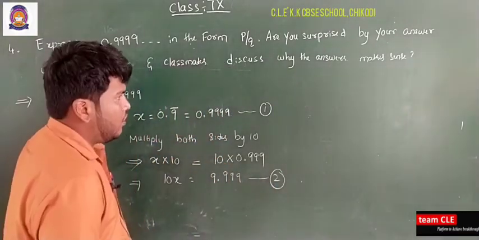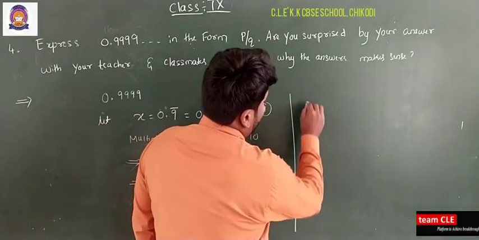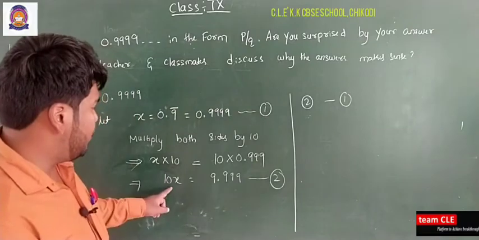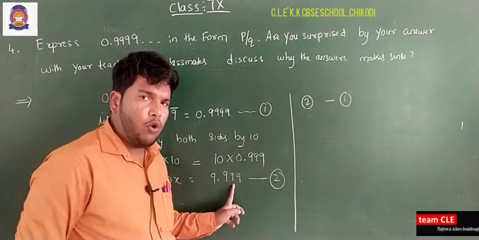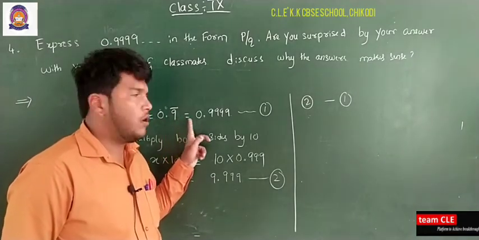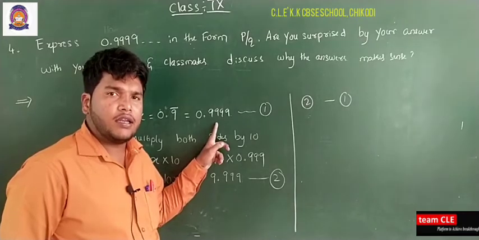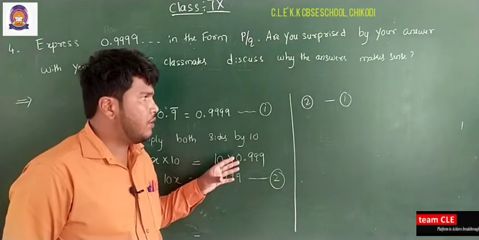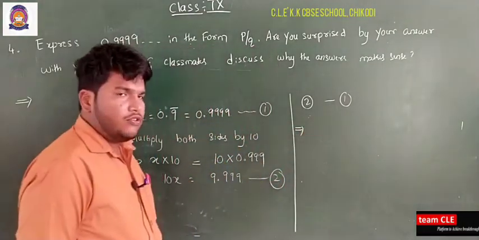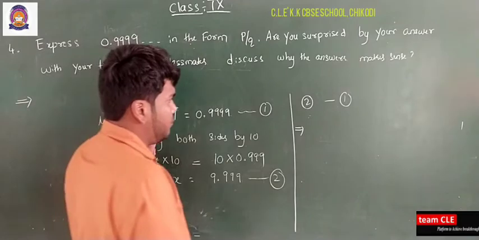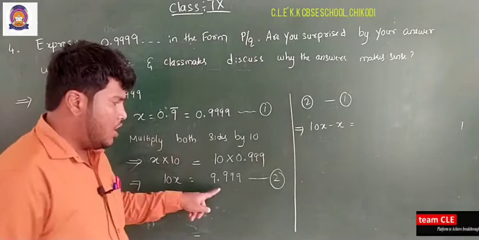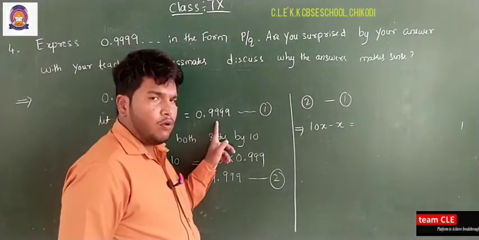Now you already know we have to do equation 2 minus equation 1. Equation 2 is 10x equals 9.999, and equation 1 is x equals 0.9 bar, which is 0.999. Now we subtract equation 1 from equation 2, LHS with LHS, that is 10x minus x, equal to 9.999 minus 0.999.